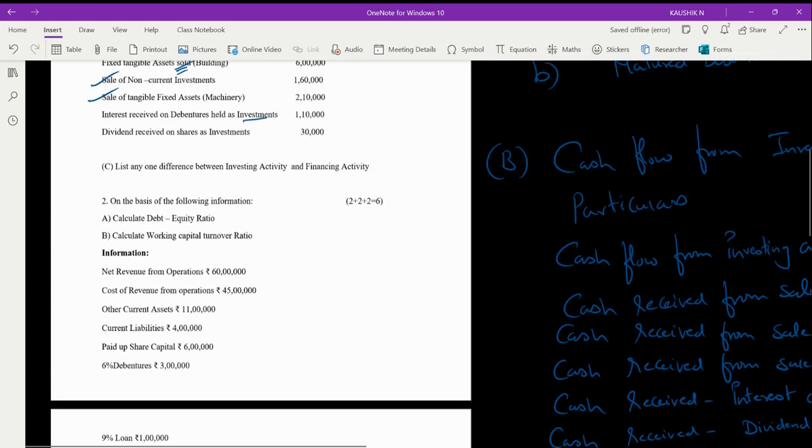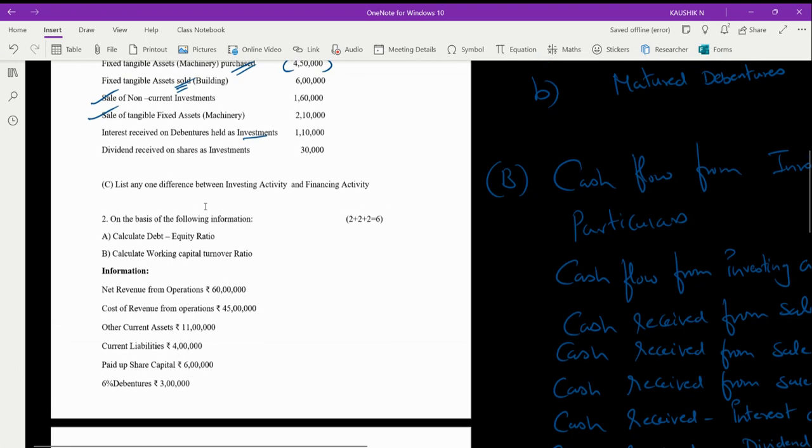Moving on to the third question. It is a theory question which has been asked once again. So set C is quite simpler. List any one difference between investing activity and financing activity. I've already given you this in your answer key. I'm just reading that for your convenience. Investing activity is nothing but the acquisition and disposal of long-term assets and other investments not included in the cash and cash equivalents. So, investing activity purely deals with the long term assets.